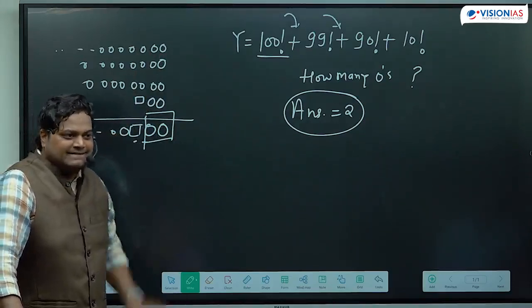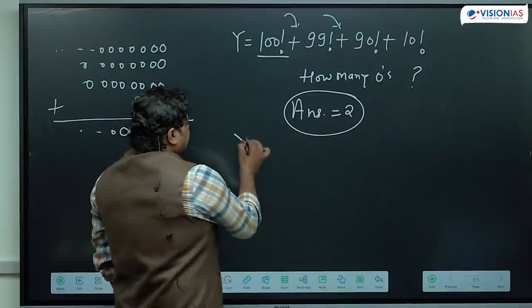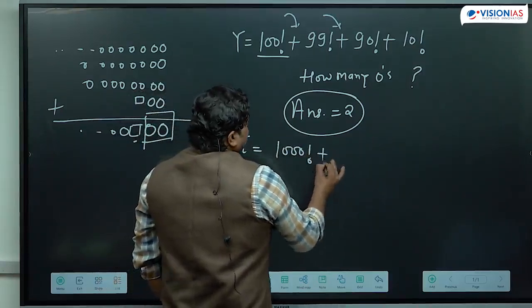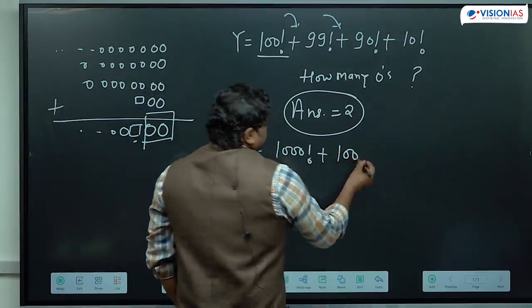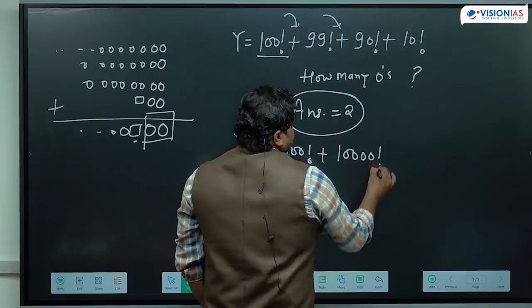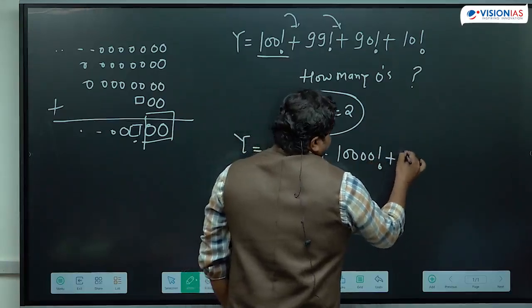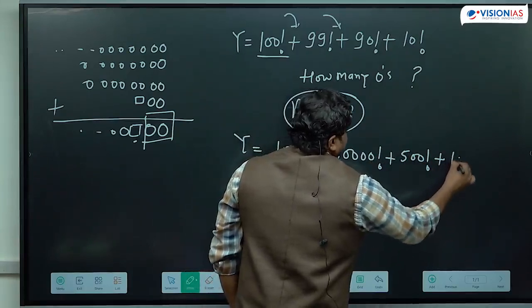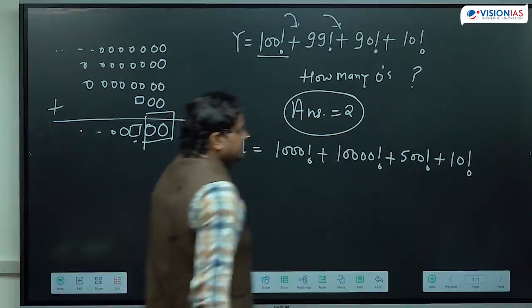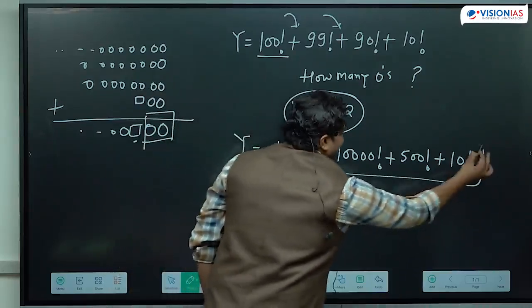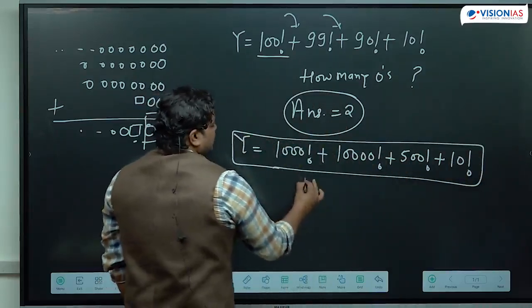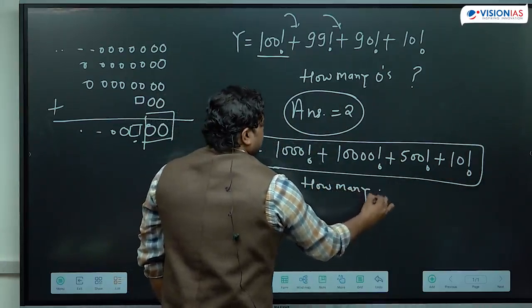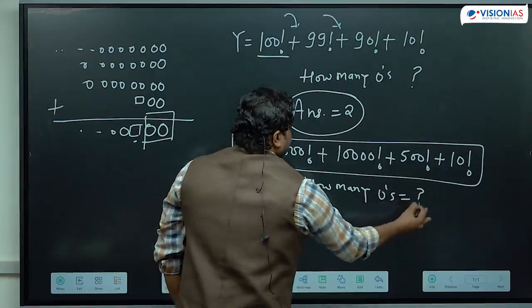We do it like this. If I write another question, 1000 factorial plus 10,000 factorial plus 500 factorial plus 10 factorial. How many zeros are there at the end? 2. Very simple. How many zeros are there at the end?